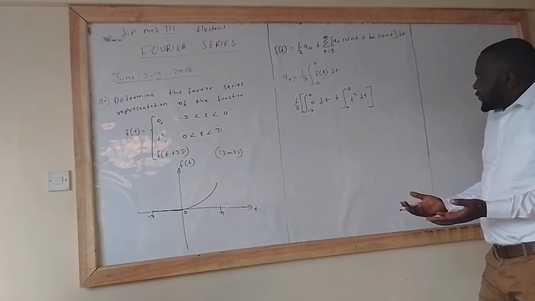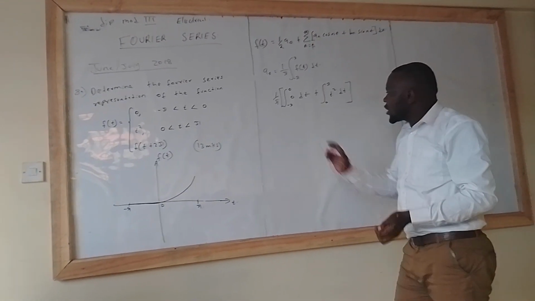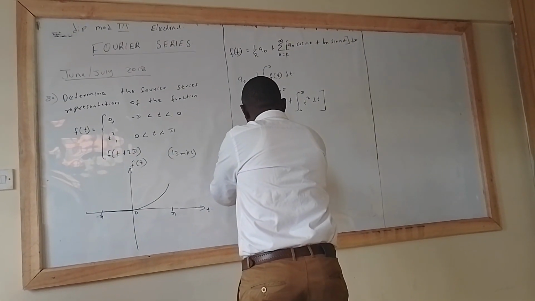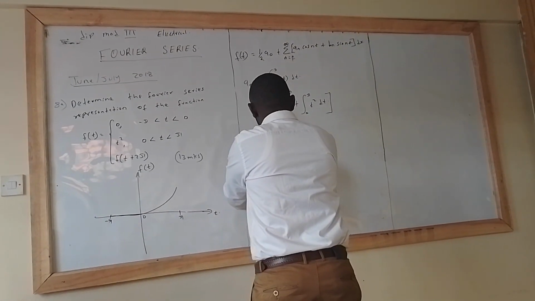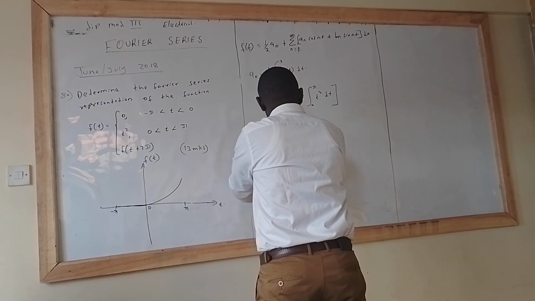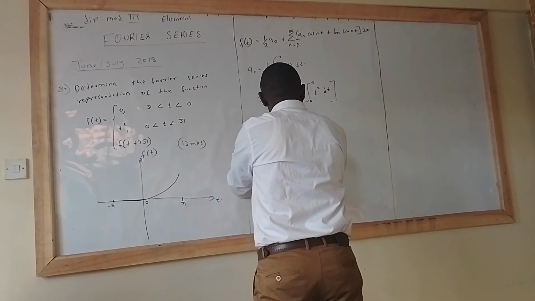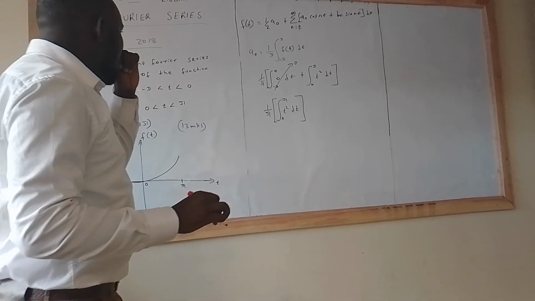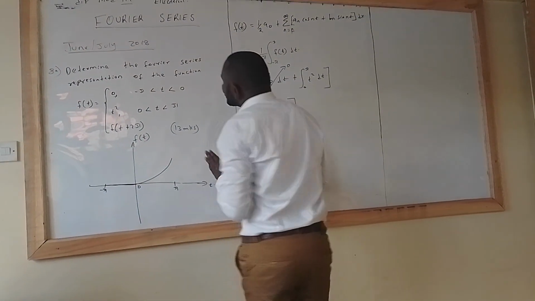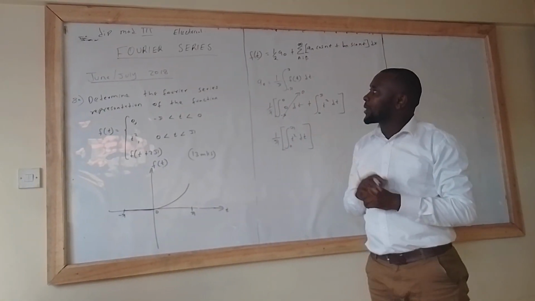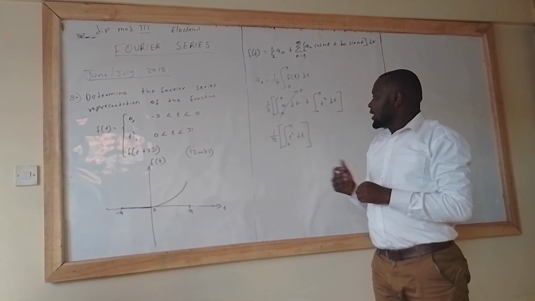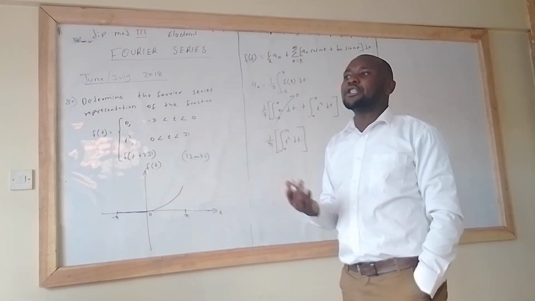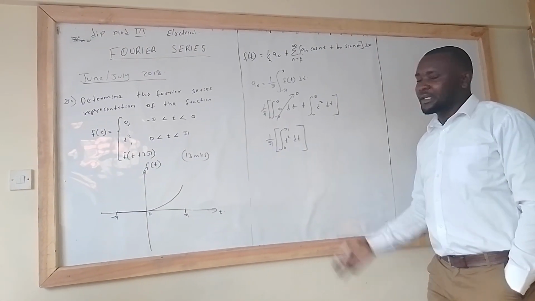Now, if I integrate this, the first part will be 0. So I will have 1 over pi, open the big bracket, the integral of 0 to pi, t squared dt, close the bracket. Now let's integrate this one. This is a year 3 topic in electrical engineering. It has a relation to the year 1 topic, calculus 1 and 2, integration and differentiation. Those are the things that we are going to use here.